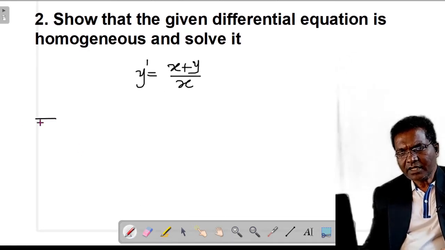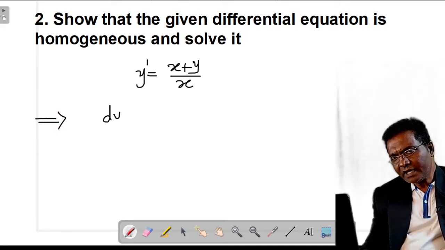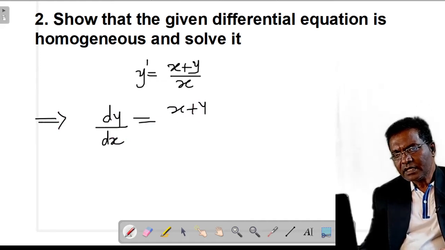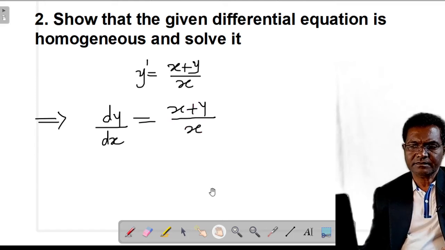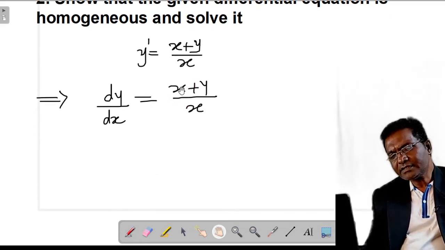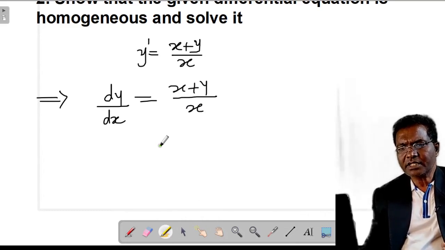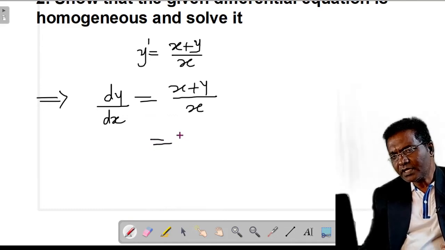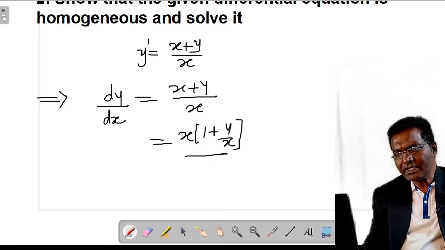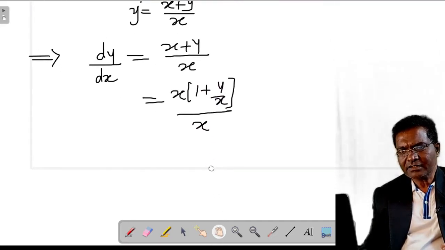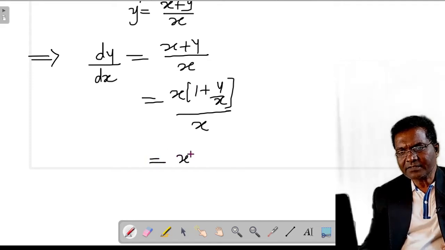Okay. Look at this. y dash means you can write it as dy by dx equals (x plus y) by x. Okay. Now clearly see here the degree of each term is the same: 1, 1, 1. Clearly it is homogeneous. Better you show, you are asked to show. So in the numerator, if you take x common, you will get 1 plus y by x, and in the denominator x as it is. Okay. So what will we get? x cancels, meaning x power 0 into what we get? 1 plus y by x.